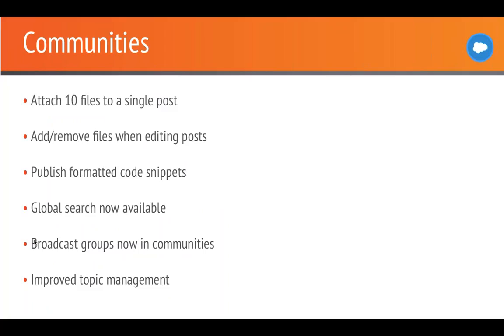Continuing with communities, you can now attach 10 files to a single post. You can also add and remove files from the attachments list when you're editing posts. Something that I quite like, but I don't know how many people are actually going to find this particularly useful, is that you can publish formatted code snippets to your community. I don't think, as a rule, we typically share code in that way to our customers, so probably won't be making a huge amount of use of that internally either.